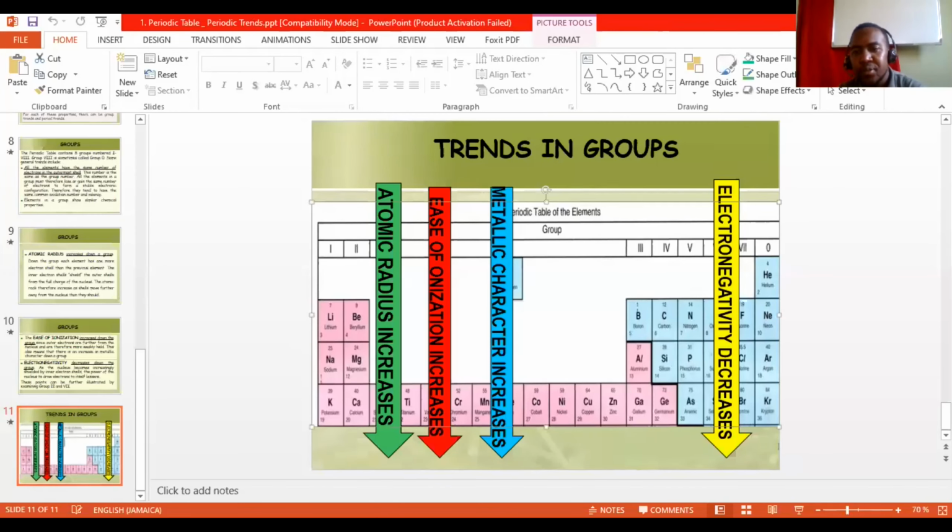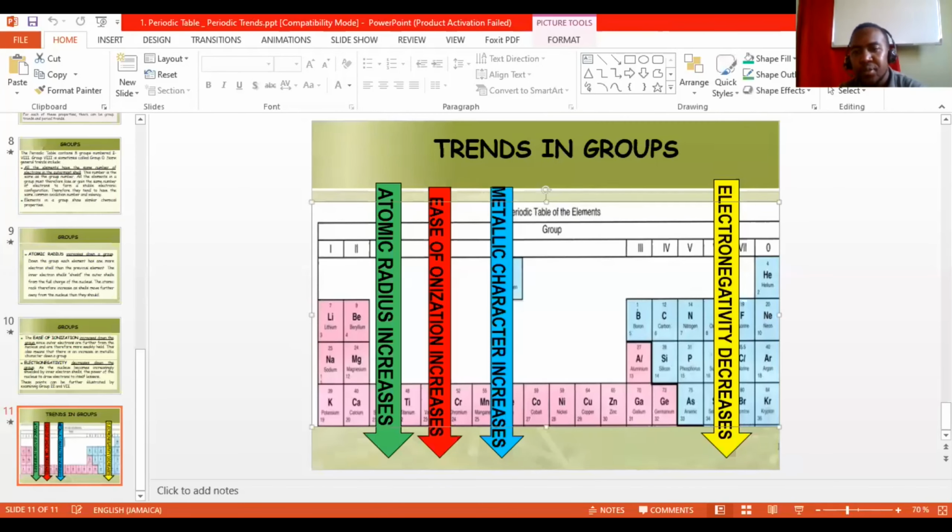Let's look at our trends now in group 2 first. All right, so we know that group 2 elements are beryllium, magnesium, calcium, strontium, barium, and we see that they are in group 2 because their last shell has 2 electrons. We're going to ignore radium even though it's in group 2, because it's radioactive, it's unstable. Unstable means that we're not able to predict exactly how it will react at a specific time, right?